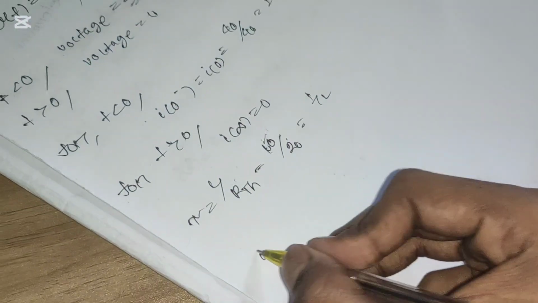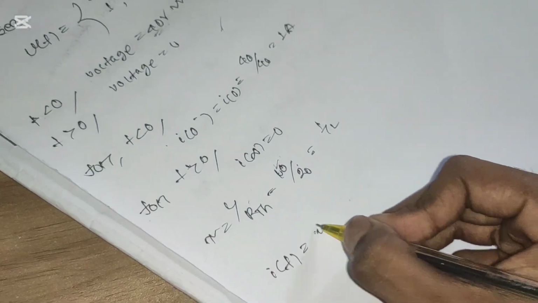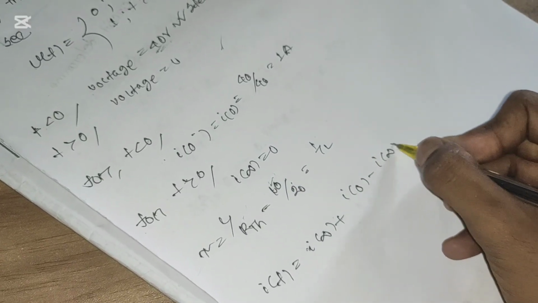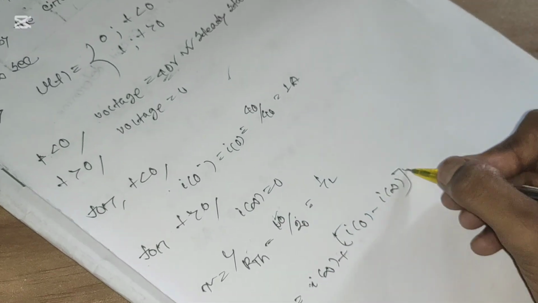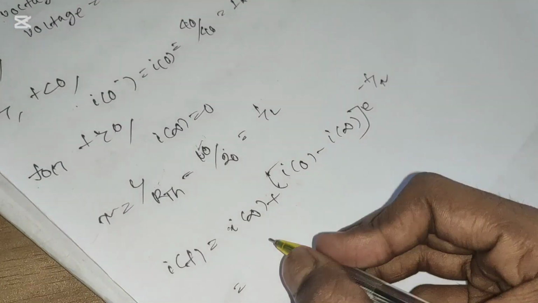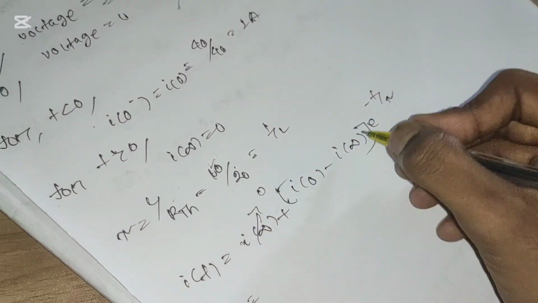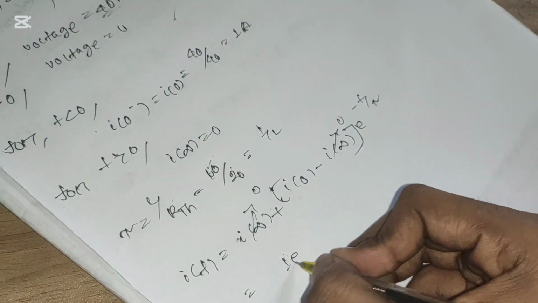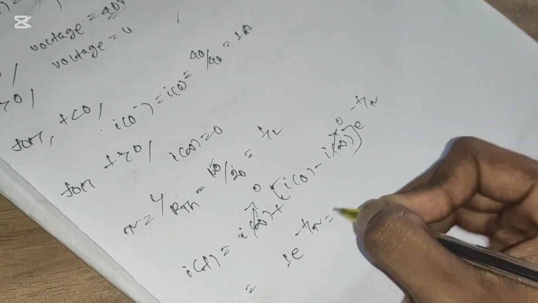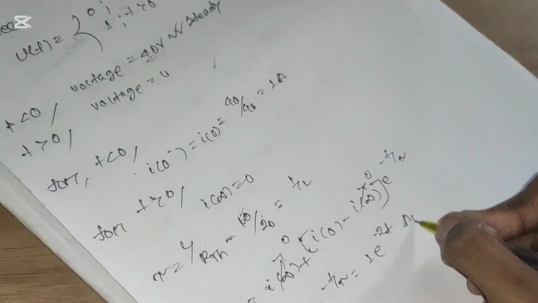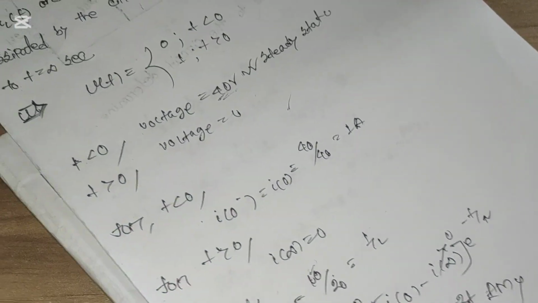Now the equation will be i(t) equals I infinity plus (I0 minus I infinity) e to the power minus t by tau. What is the value of I infinity? It will be 0. What is the value of I0? I0 equals 1 ampere. So i(t) equals 1 e to the power minus t by tau, or e to the power minus 2t. So this will be the answer for problem number 7.64.